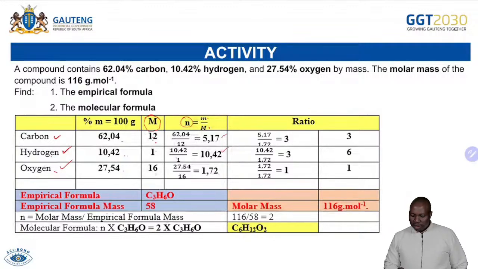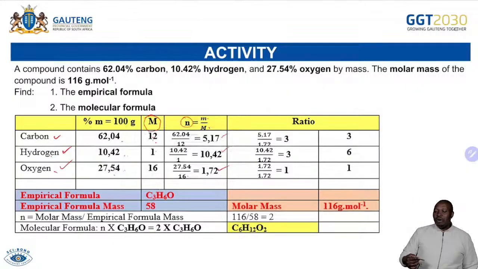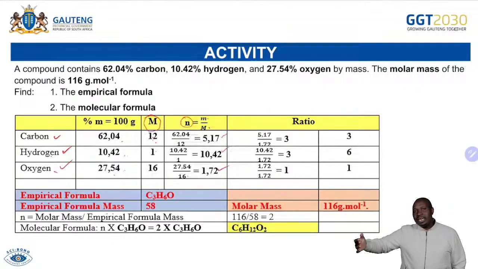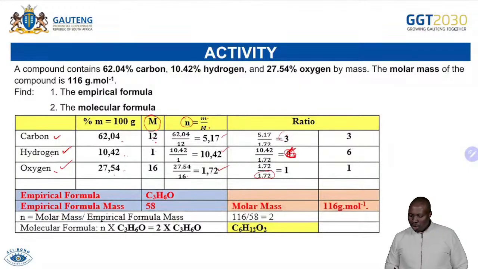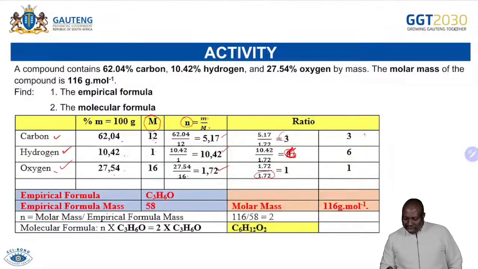You take your 27.54 divided by 16, you got your 1.72. And the next step was to divide by the smallest number of moles, which is 1.72. And when you divide, you will get 1, you will get 3, and 3. You'll get 6 here. Sorry for that. You'll get 6 here, and you get your 3 there. Then you are able to see that you are getting 361 as your empirical formula.